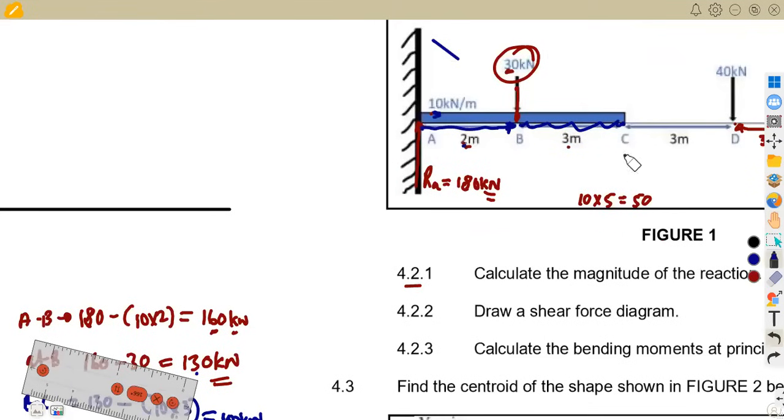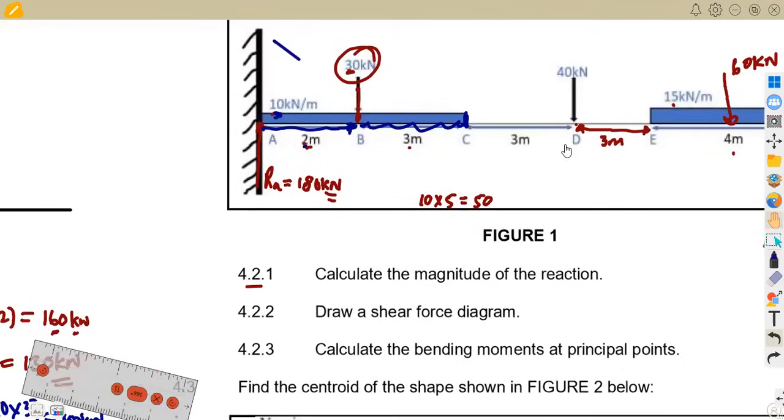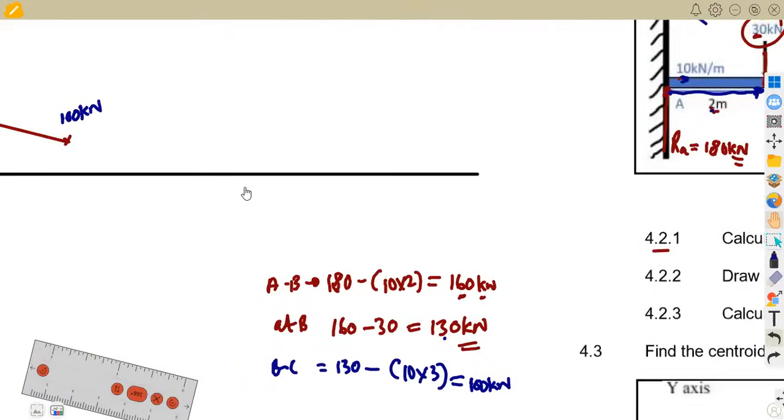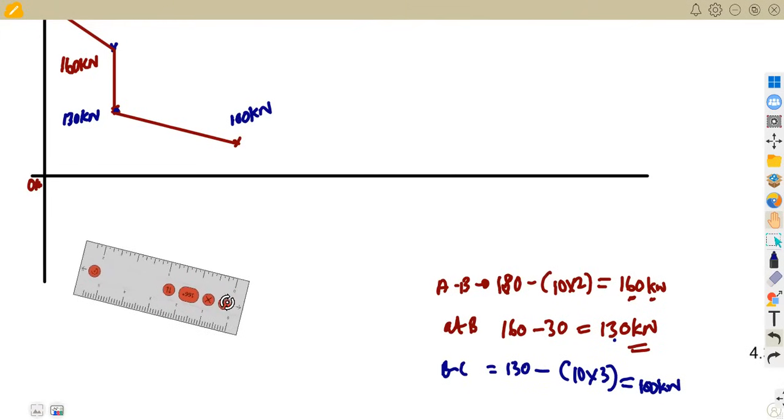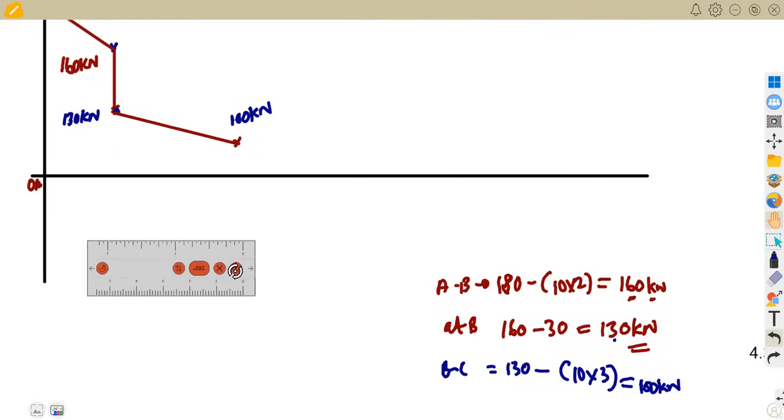And let's see what we've got at C. At C, there's nothing; that is the end of our uniformly distributed load of 10 kilonewton per meter. So how are we going to continue from C to D? From C to D, we do not have anything for these 3 meters, so you're just going to remain at 100. We just draw a horizontal line for a certain distance.